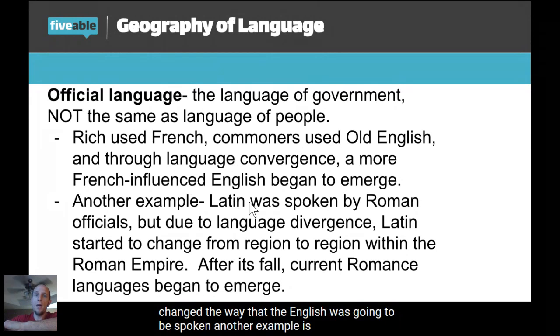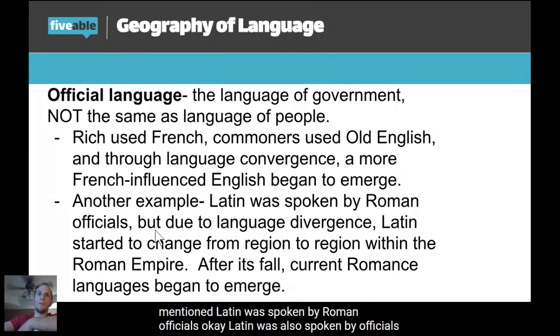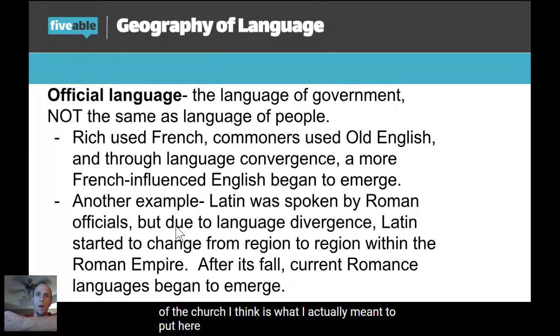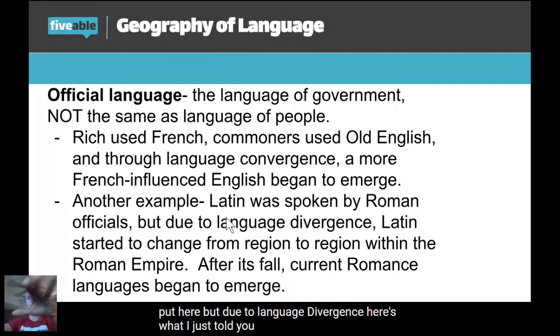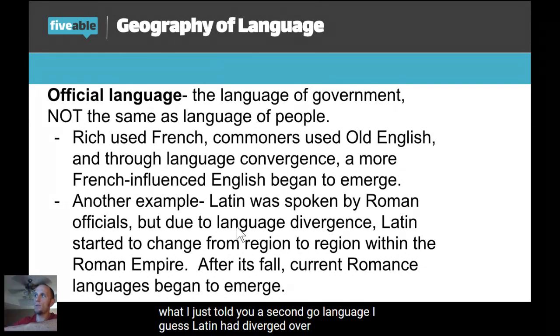Another example is, as I just mentioned, Latin was spoken by Roman officials. Latin was also spoken by officials of the church, I think is what I actually meant to put here. But due to language divergence, exactly, here's what I just told you a second ago. Latin had diverged over a huge amount of time.